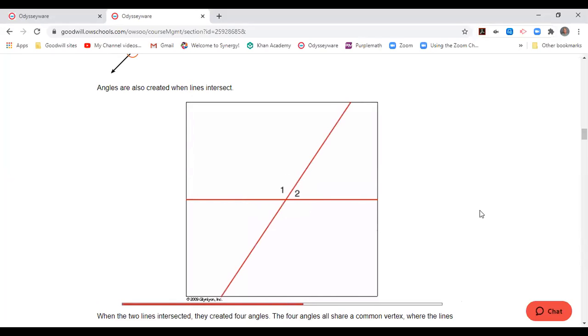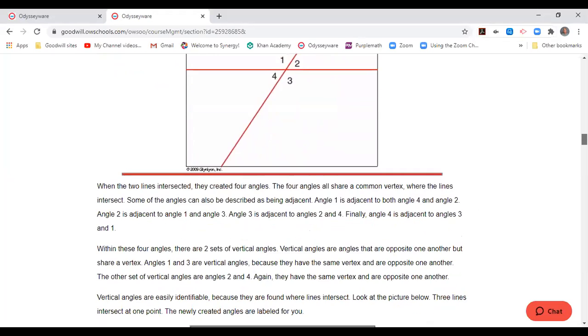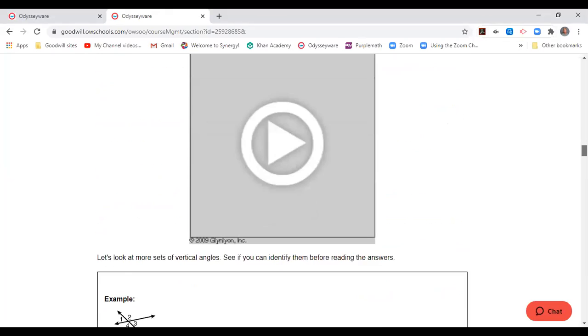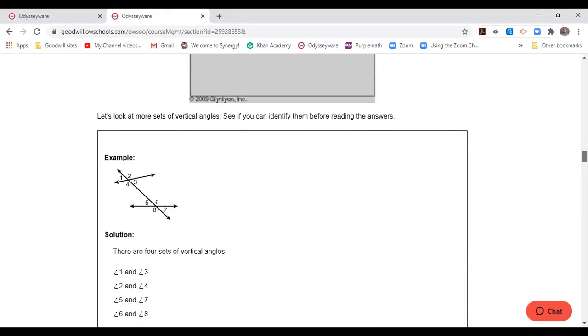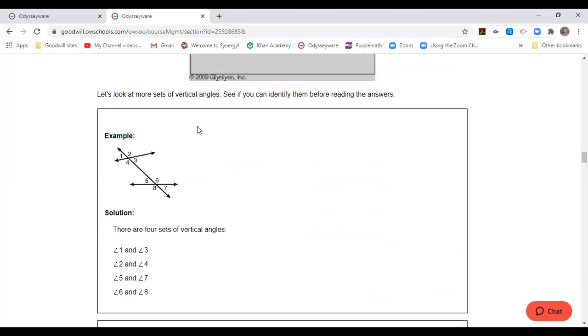Here's my vertical angle drawing. And that's all it is. Really very, very uncomplicated. So that would be vertical angles. You got two sets of vertical angles in this example. Actually four, now that I see the way they've drawn it.